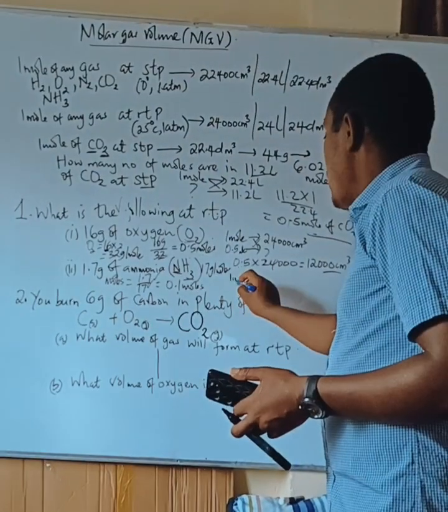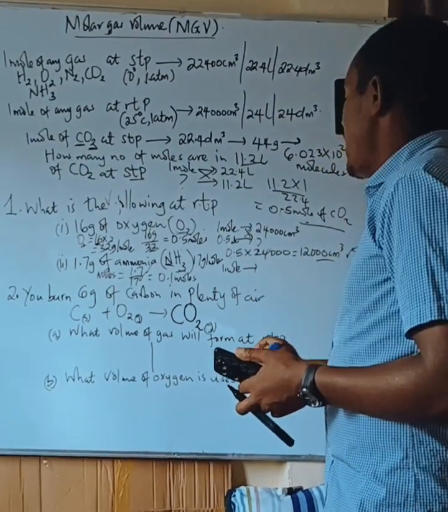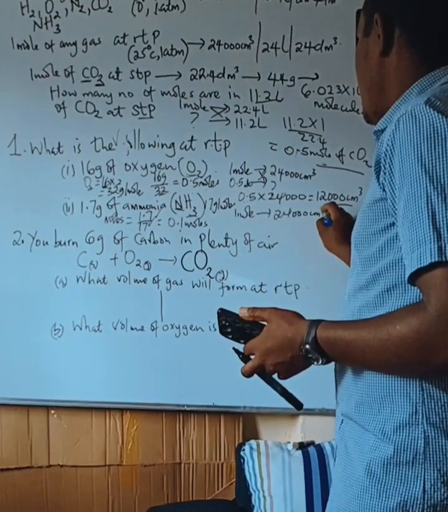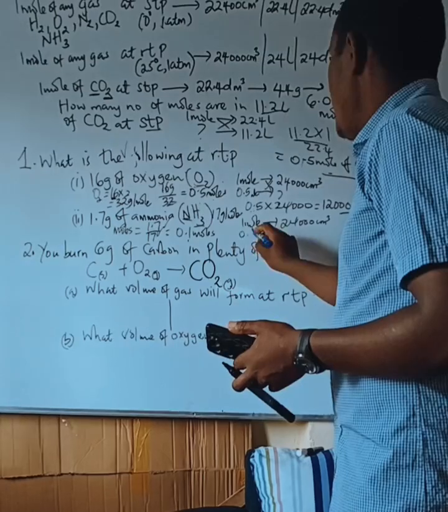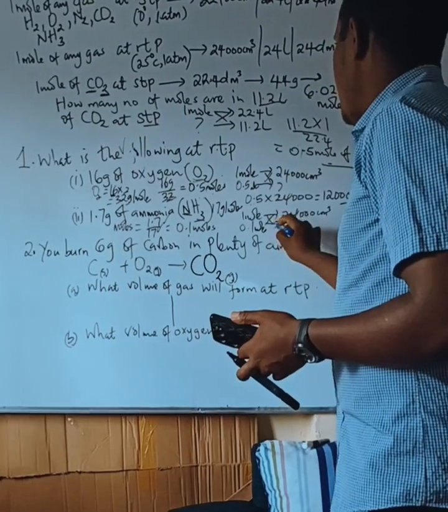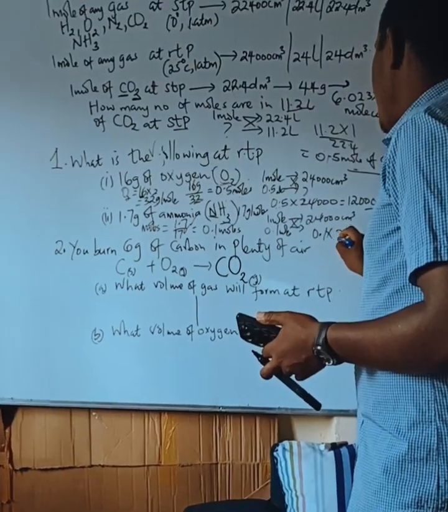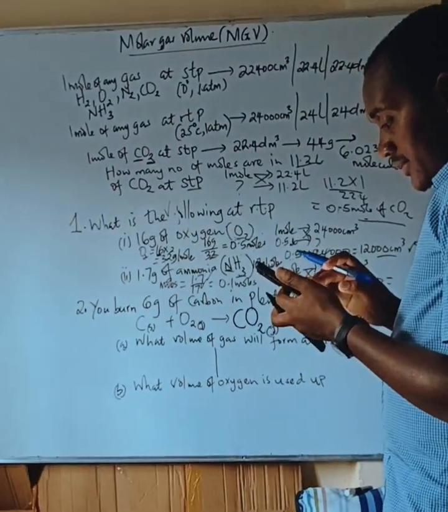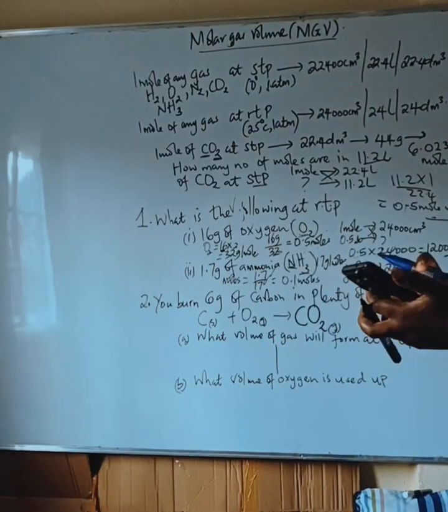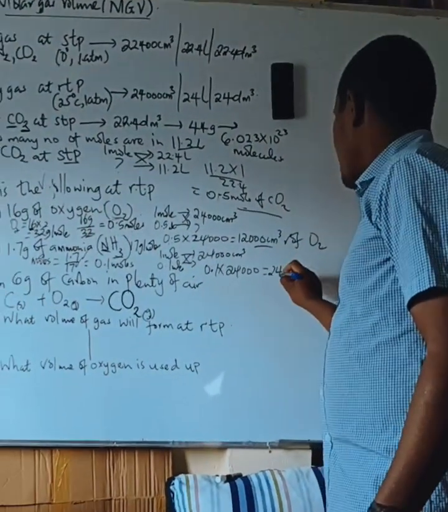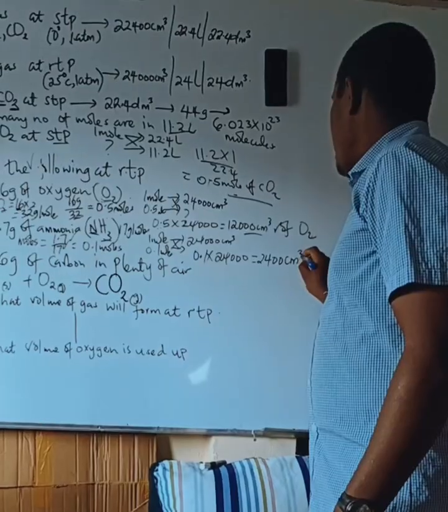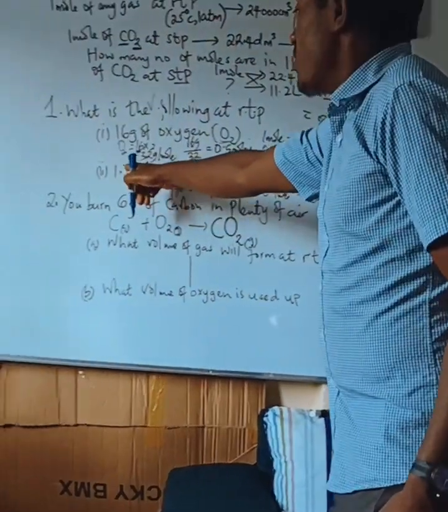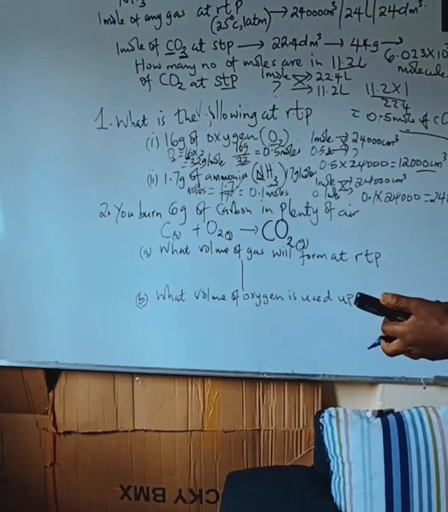But 1 mole of a gas at RTP is 24,000 centimeter cubic. What about 0.1 moles? You calculate 0.1 times 24,000. The answer will be 2,400 centimeter cubic of ammonia is present in 1.7 grams of ammonia.